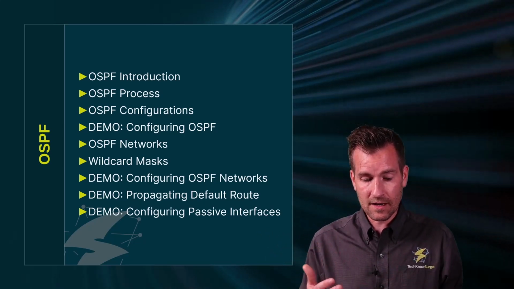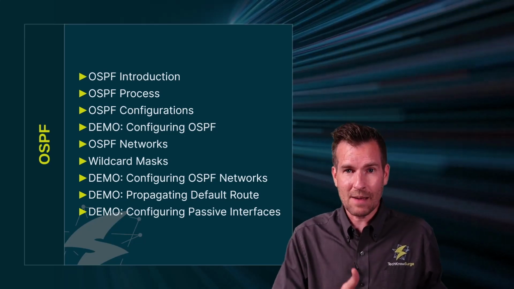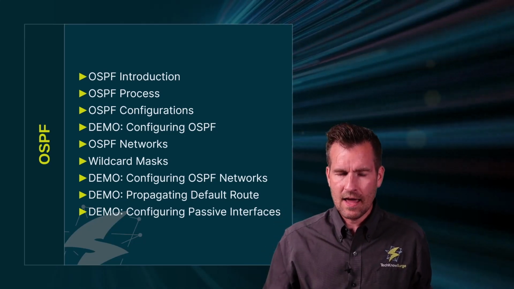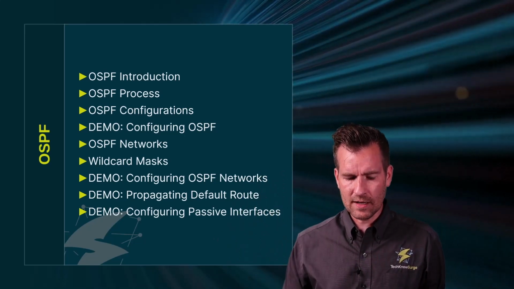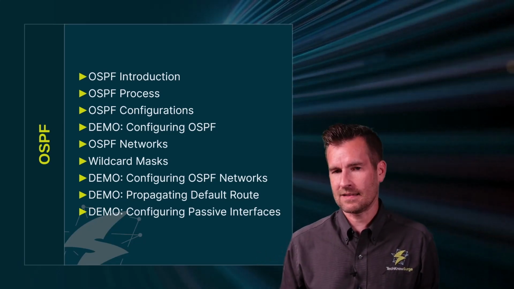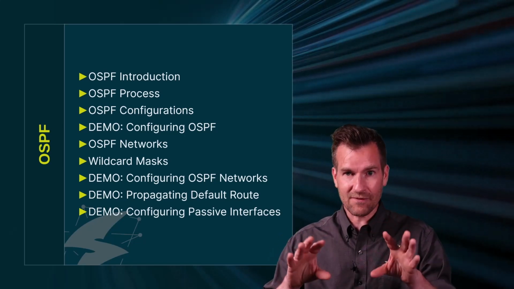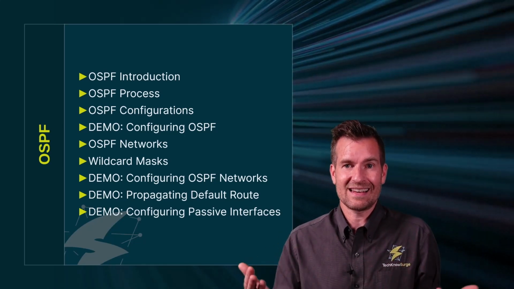We'll do some configuration of OSPF networks. We'll talk about propagating the default route, the route to the outside world, and what that looks like. And then we'll talk about configuring passive interfaces so that OSPF doesn't sit there and broadcast out traffic into networks that it doesn't need to do that with.